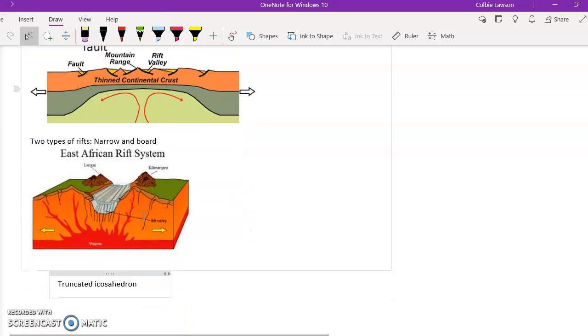And then there are two types of rifts, the narrow rifts, which are found on high density active divergent boundaries, and then broad rifts, which have numerous fault lines and are distributed over a wide area of deformation.